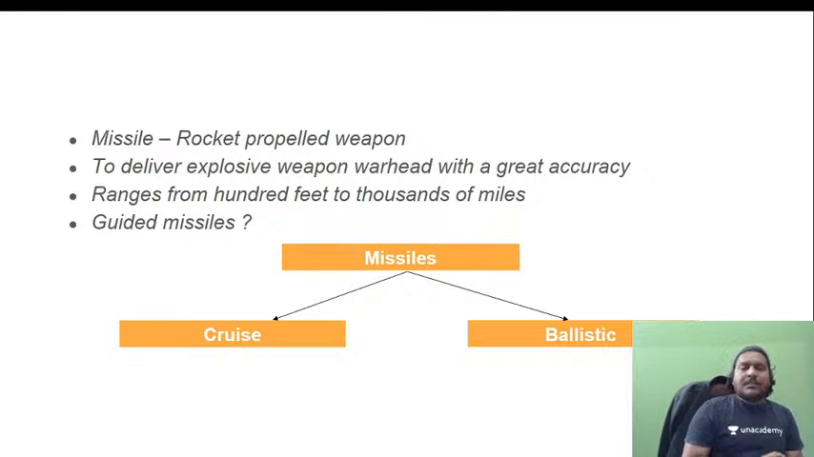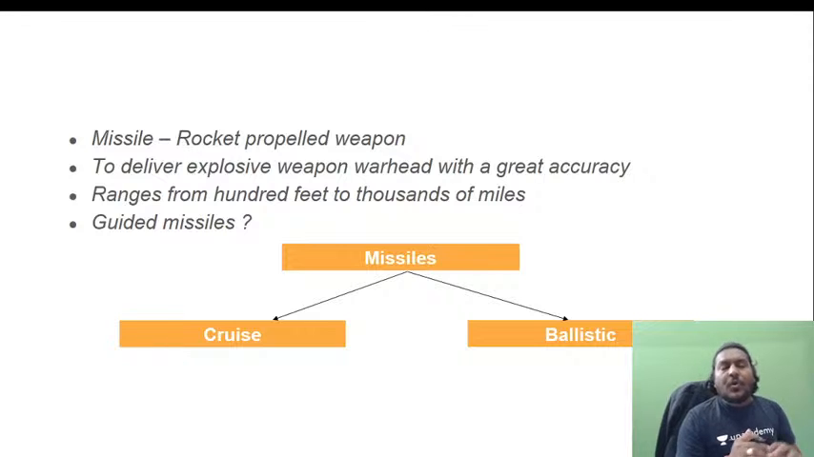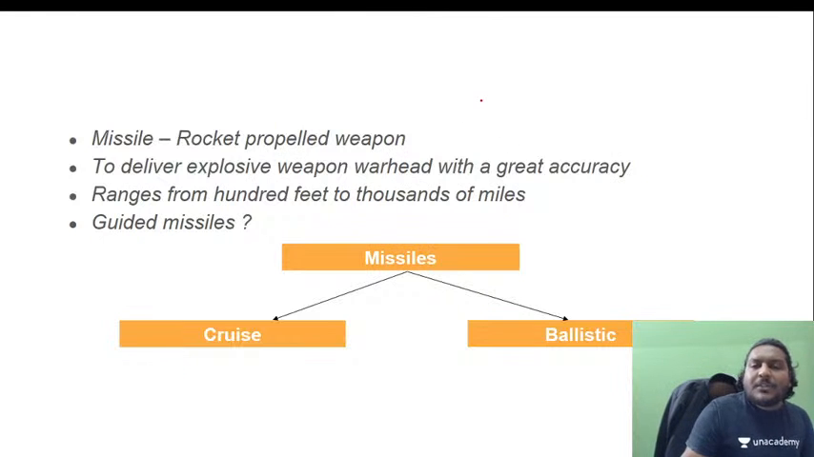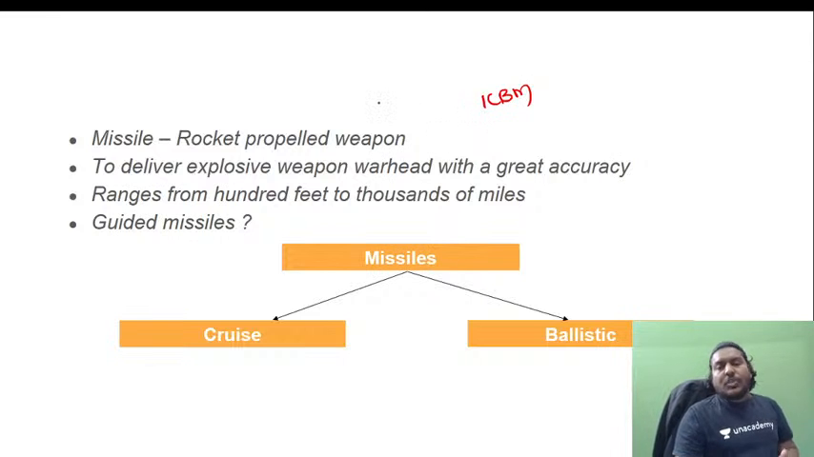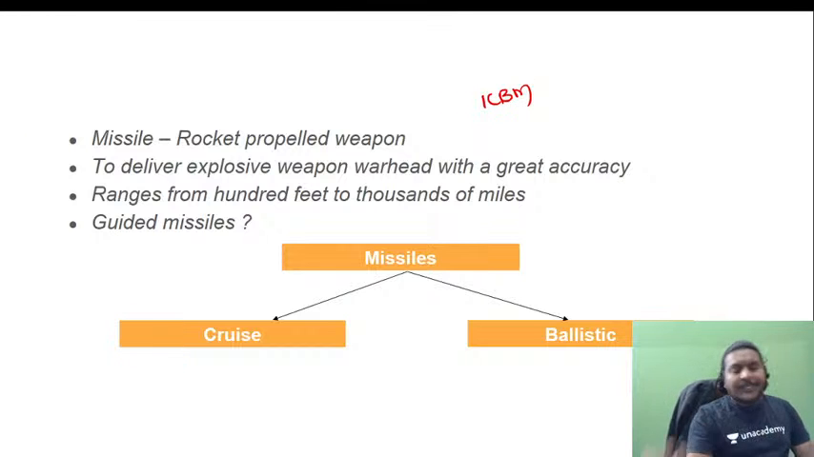And the range of this could go anywhere, from some 100 feet to thousands of miles. We know, for example, we talk about intercontinental ballistic missiles, right? We talk about different missiles with different ranges. So there are missiles which could be used to attack just outside our border. There are missiles which could be used to attack a country on another continent. So we have types of missiles also. I'll talk about guided missiles as we go further.